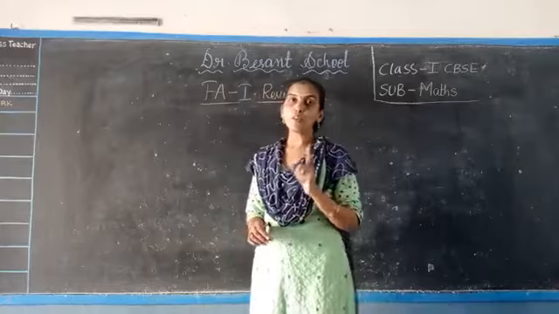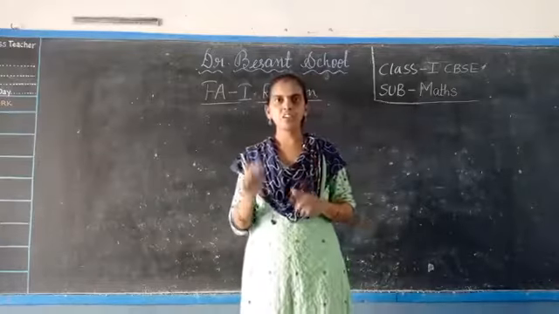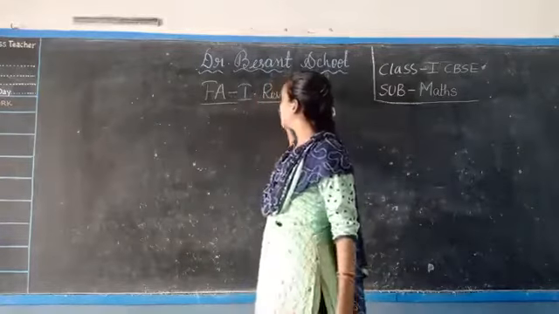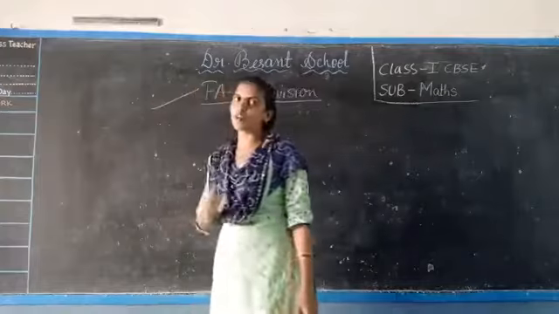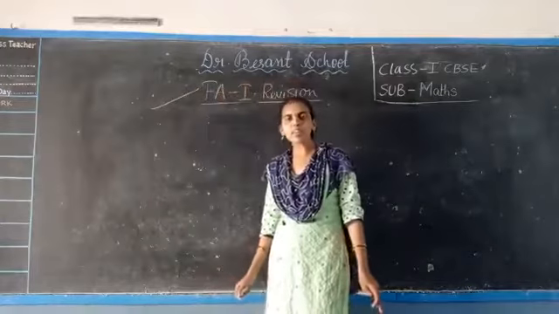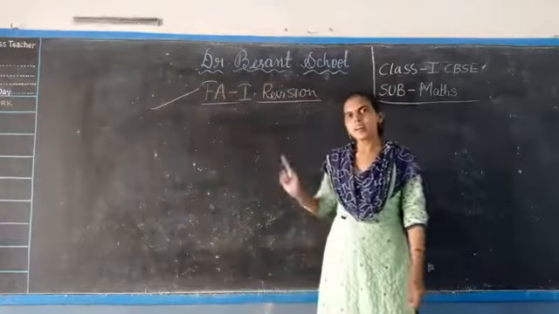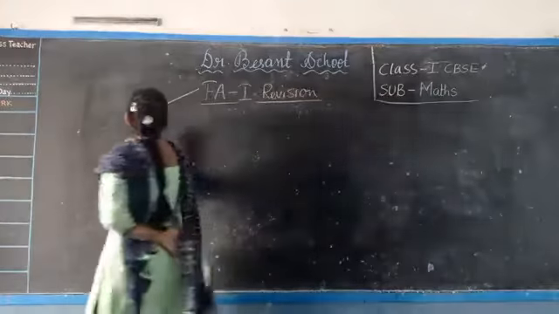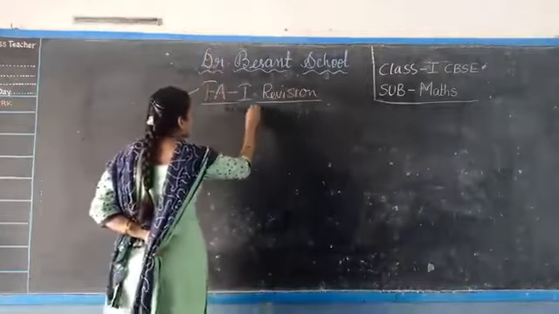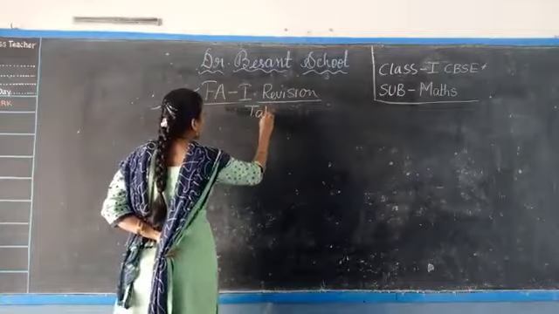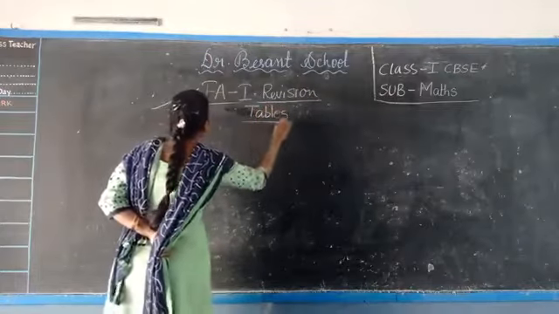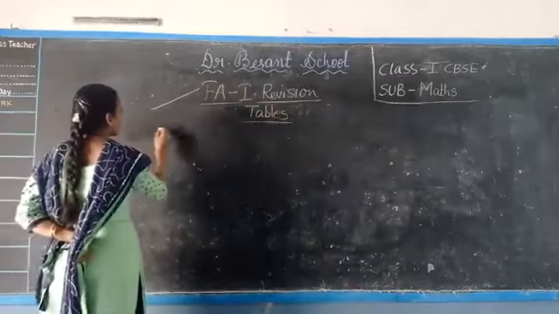Right. When you are starting the revision part, put the heading FA1 revision and note down the date also. So after noting down the date and heading part, write down the tables after me. So I am writing the tables. Put the heading tables. Now I want to write the table here.